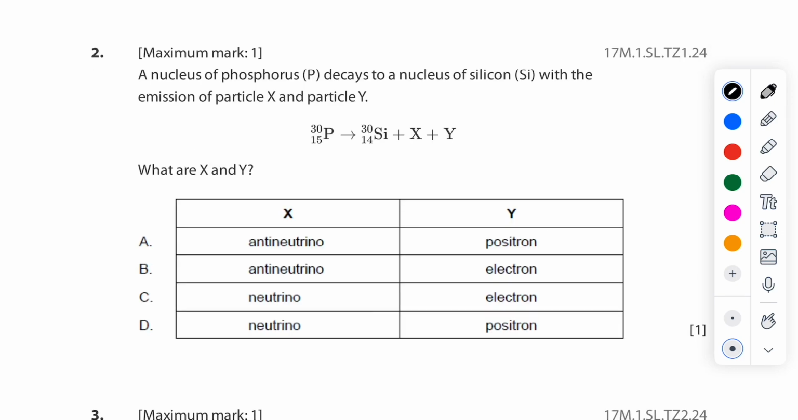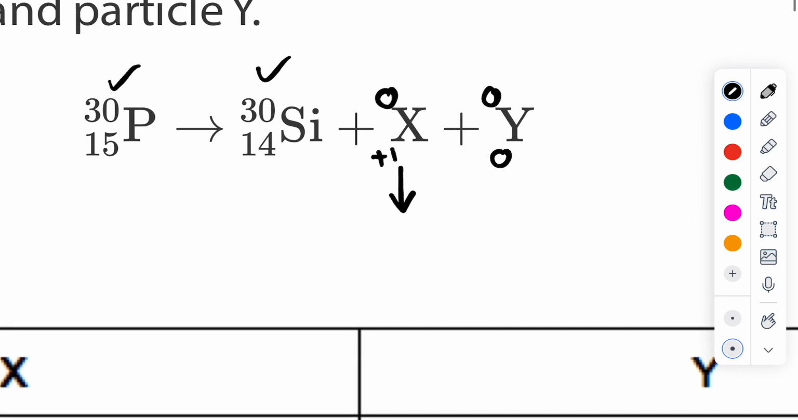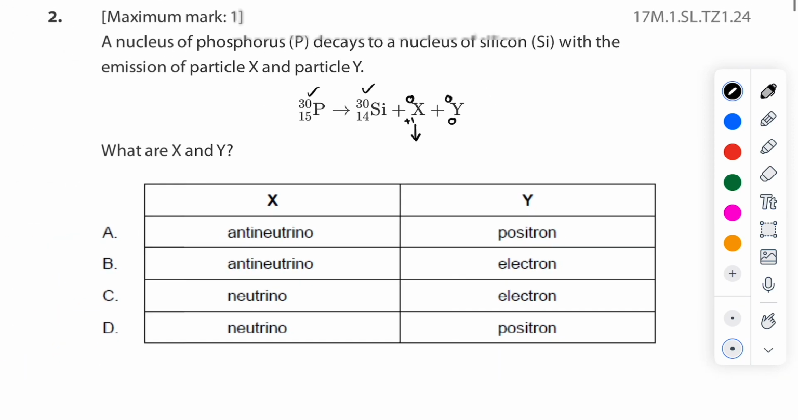Coming to question number 2, a nucleus of phosphorus decays into silicon with the emission of particles X and Y. So we try to balance this equation. We want 15, so over here 14. So this should be plus 1 and this should be 0, and 0. When I say it is positive, it has to be a positron. So where is the positron over here? Either option A or option B.